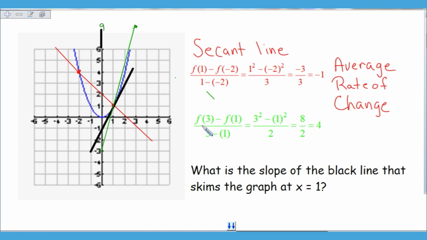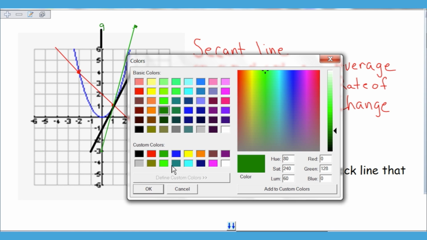So I've done that again. I want to change my pen to green. Looks like it's that fun green that's there. Look at that. That's a bright green, isn't it?